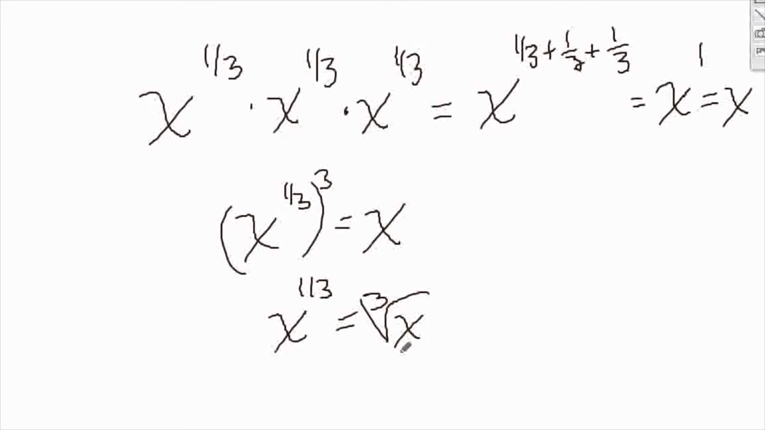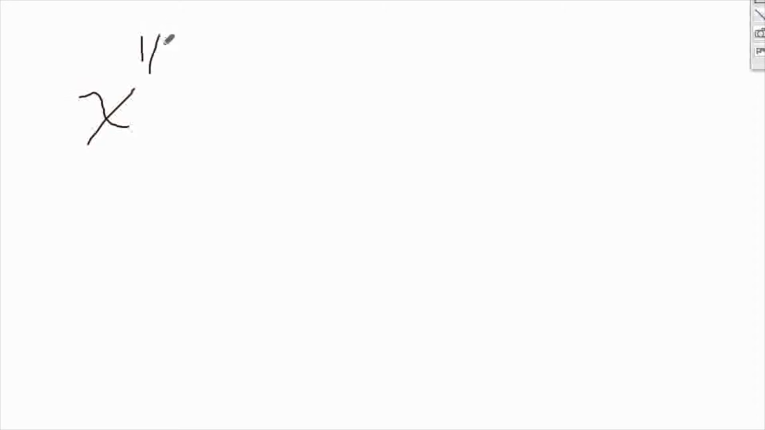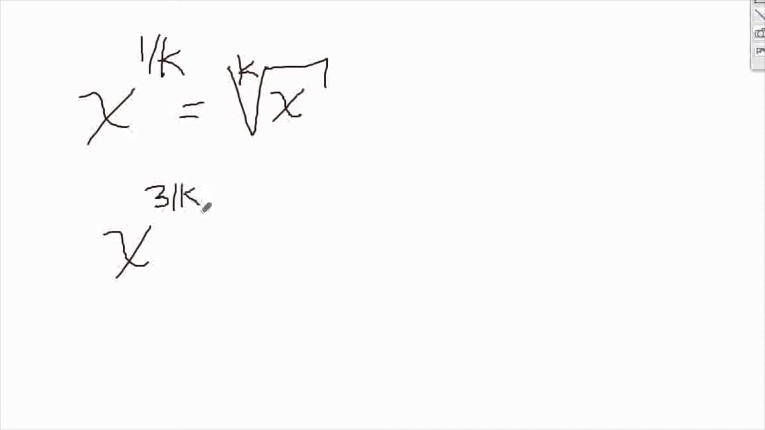You can keep doing this treatment for 1 over some other natural number, and you will keep getting this pattern. So let me summarize: for x to the 1 divided by k, a good definition is the kth root of x. So k denotes the type of root. Now that's all well and good, but you might ask, what about if the fraction doesn't have a 1 in the numerator? Not all fractions are 1 over k form. Let's say it was 3 over k. How should we interpret something like that?